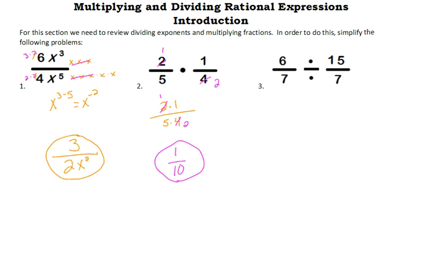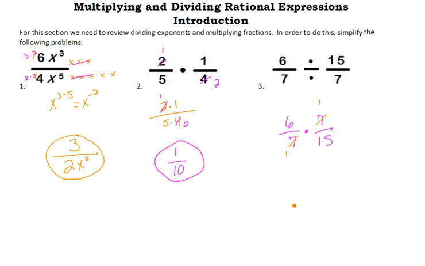Okay, how about dividing fractions? Well, we understand that when we're dividing fractions, we're actually multiplying by the reciprocal. So the first term stays the same. We change that division to multiplication, and then we flip the second fraction. Okay, from there, again, we're going to skip combining numerator and denominator. We are going to realize we can just cross cancel.